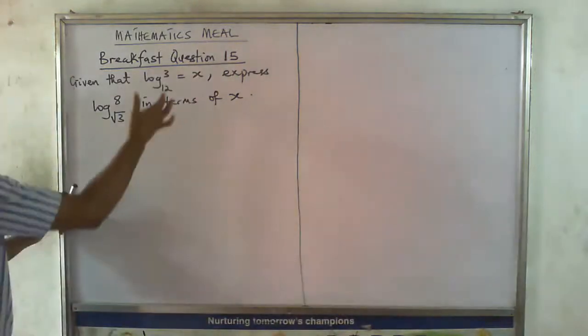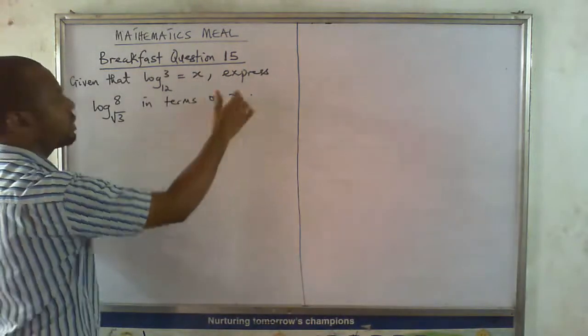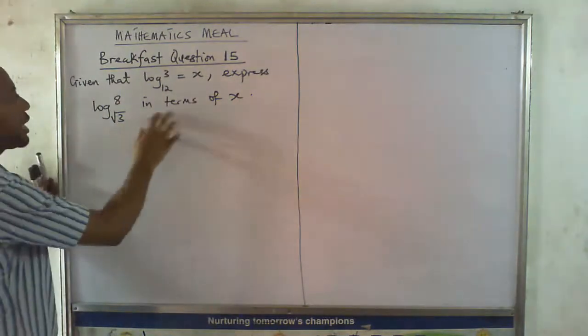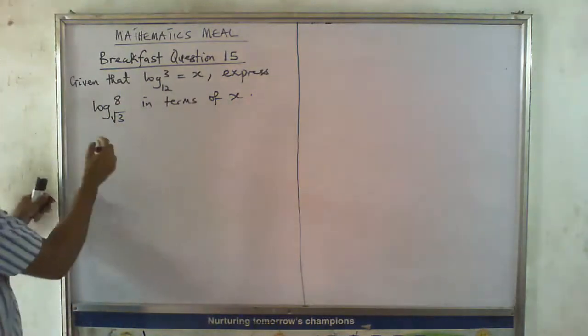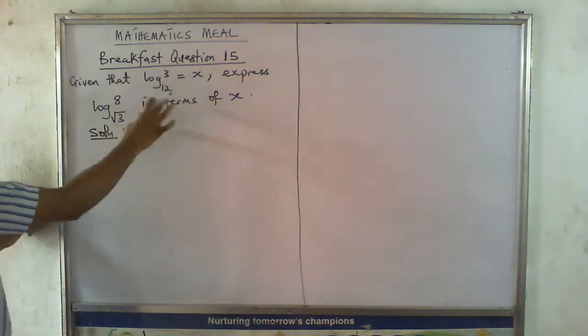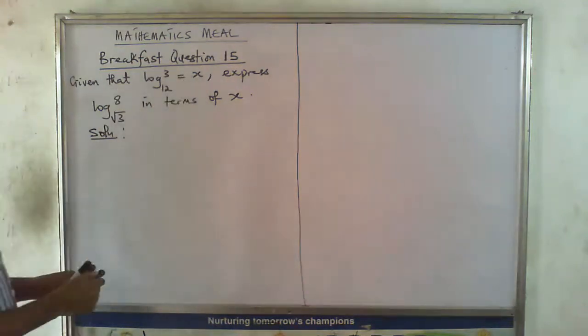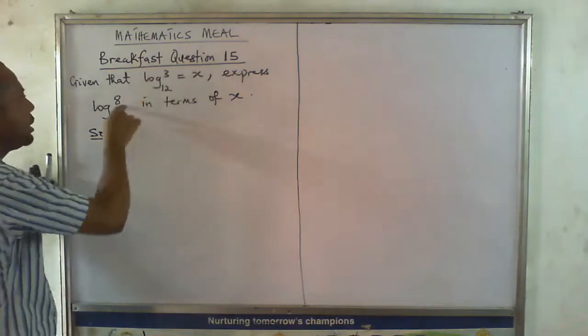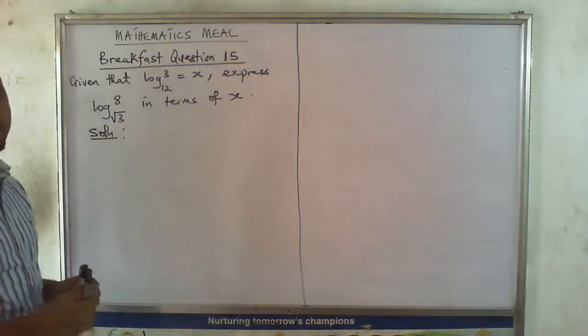Given that log 3 in base 12 is equal to x, express log 8 in base square root of 3 in terms of x. We are trying to express this logarithm in terms of x. That means our interest will be how are we going to obtain this from here?